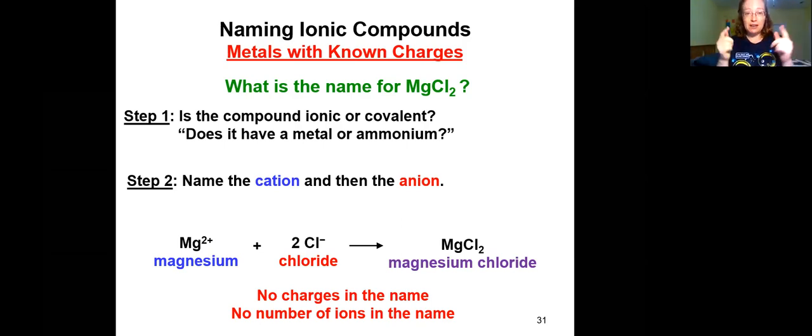We know how to make it by doing the crisscross method. So we don't need to tell anybody how many of each ion we have. I don't have to tell people the charge number, and I don't have to tell them that there's 1 magnesium and 2 chlorides. That's something we can figure out by doing the crisscross with their charges.